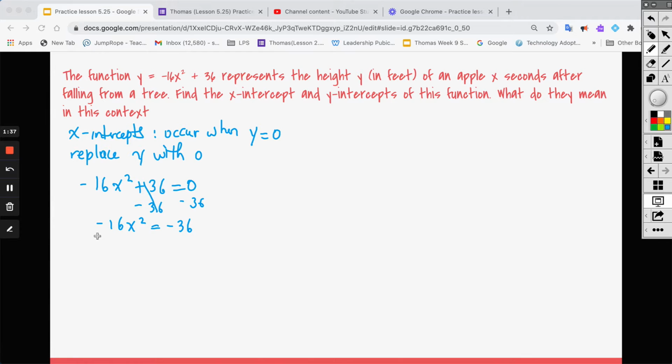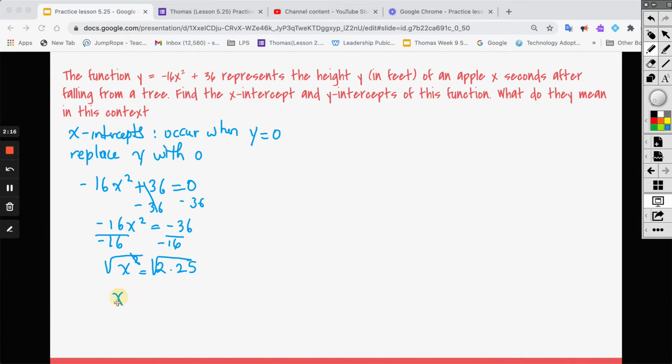And then we can divide by negative 16 on both sides of the equation, which now leaves us with x squared is equal to 36 divided by 16, which is 2.25. So now that we have x squared is equal to a quantity, we can take the square root of both sides of our equation, because taking the square root is the opposite operation and that's how we get rid of the square.